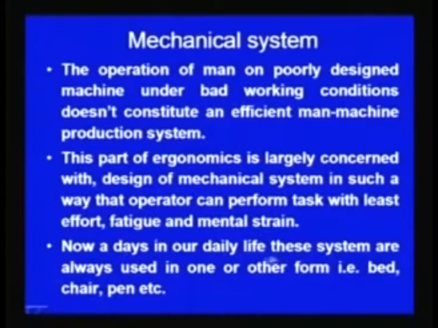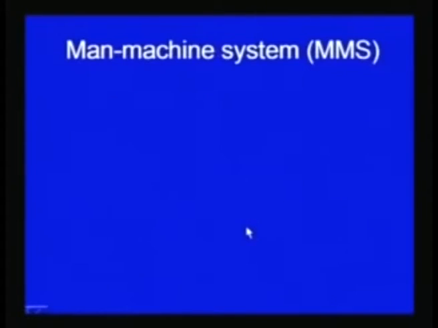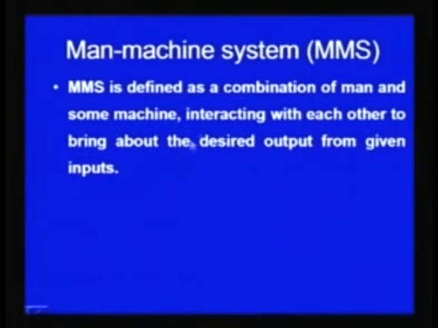Nowadays, in our daily life, these systems are always used in one form or another. So, mechanical systems are the systems which are used by the human being or by the operator in the course of the operation, production or manufacturing. The man who is working on a particular machine, the combination of the man and machine, leads to form a system which is commonly known as a man machine system or MMS.